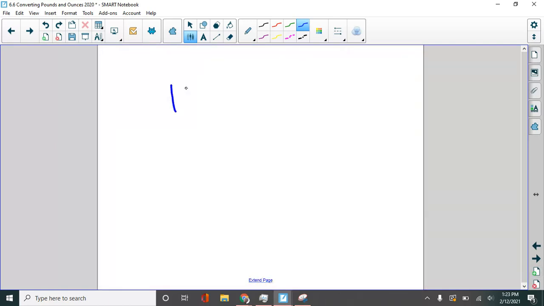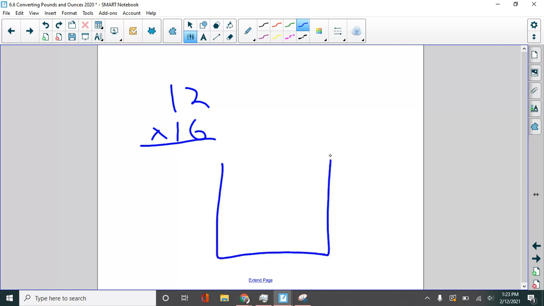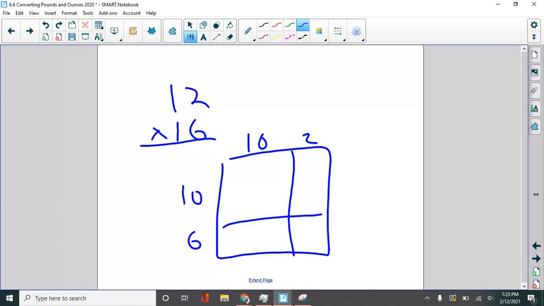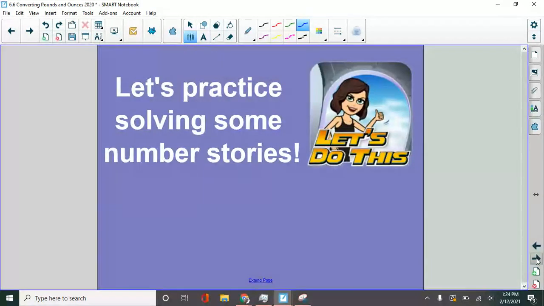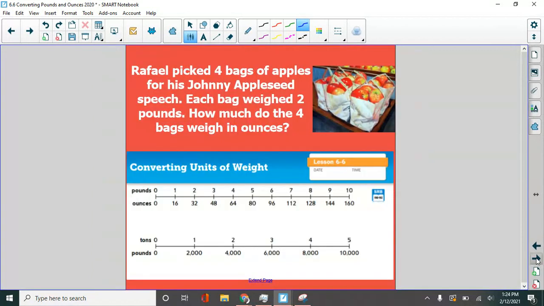And so you're going to need to grab an extra page and do 12 times 16. You can use any of our methods, right? You can use a rectangle method and put 10 and 2 here and 10 and 6 here and do that multiplying and add up the parts, right? You know how to do that. And so that's how you're going to solve that. We also are going to see some number stories here. All right, ready to do these number stories? I'll do the first one. You'll help with the second one.